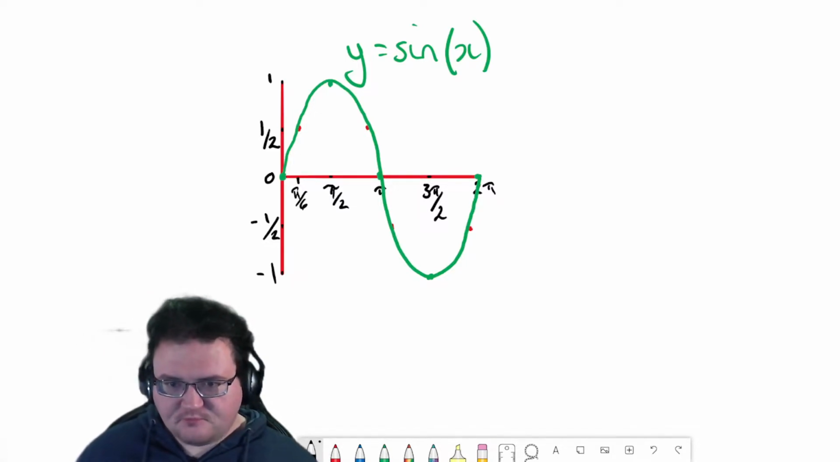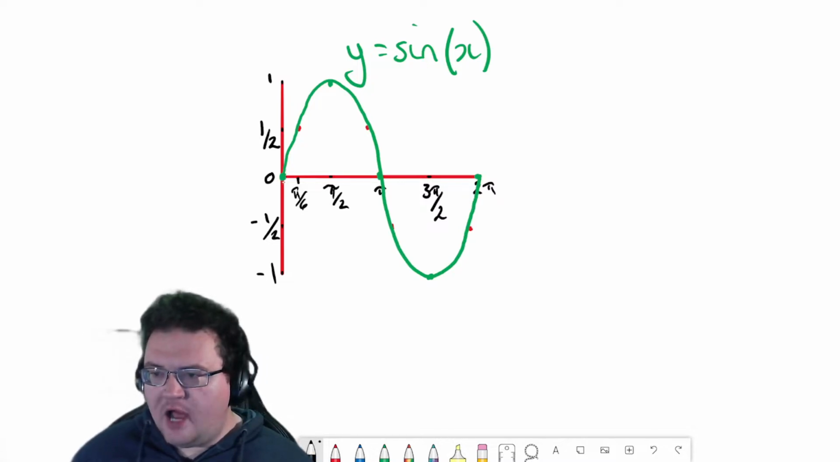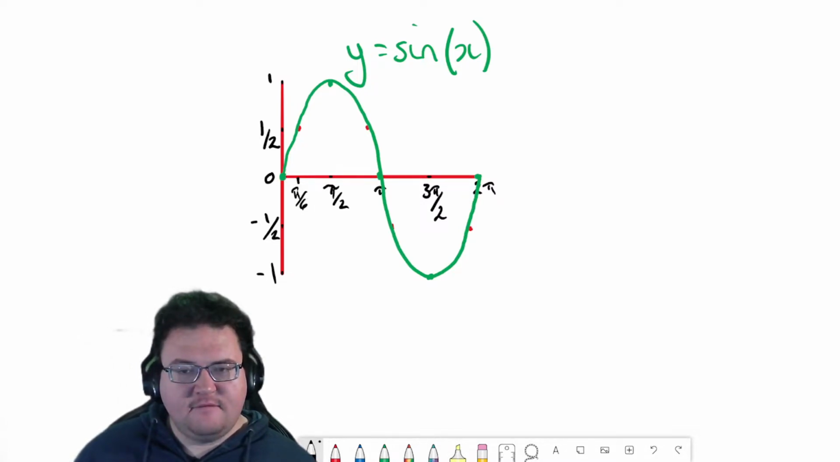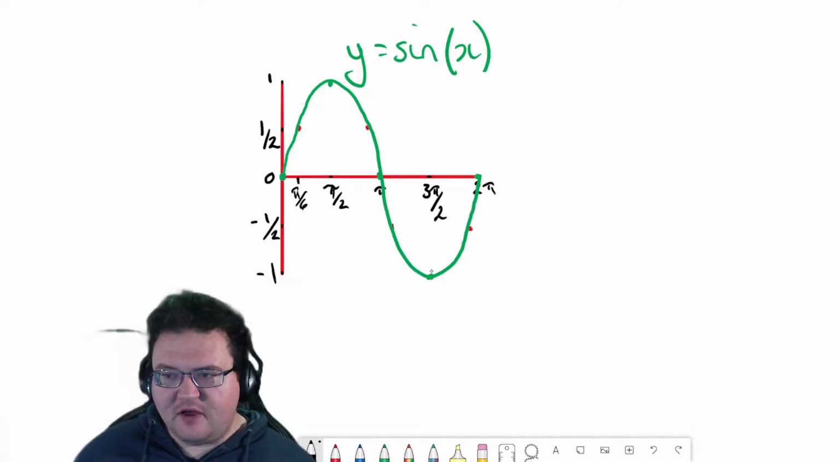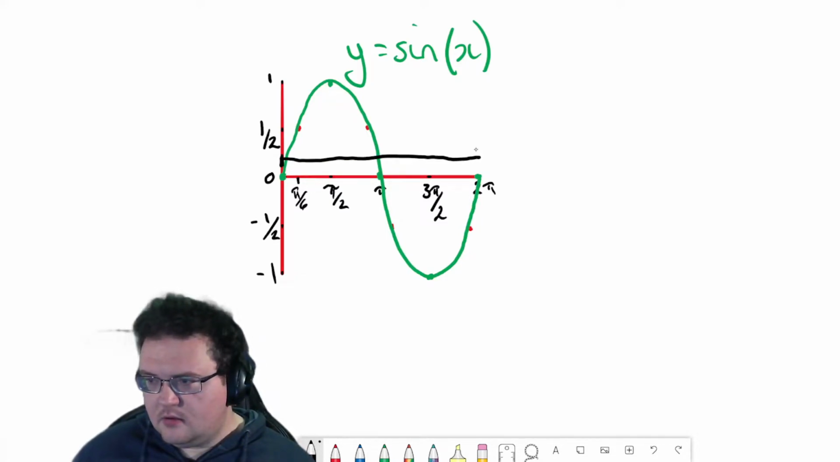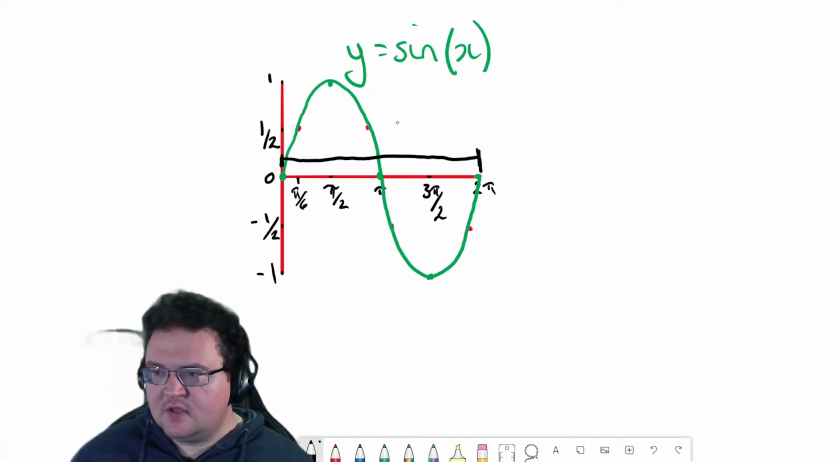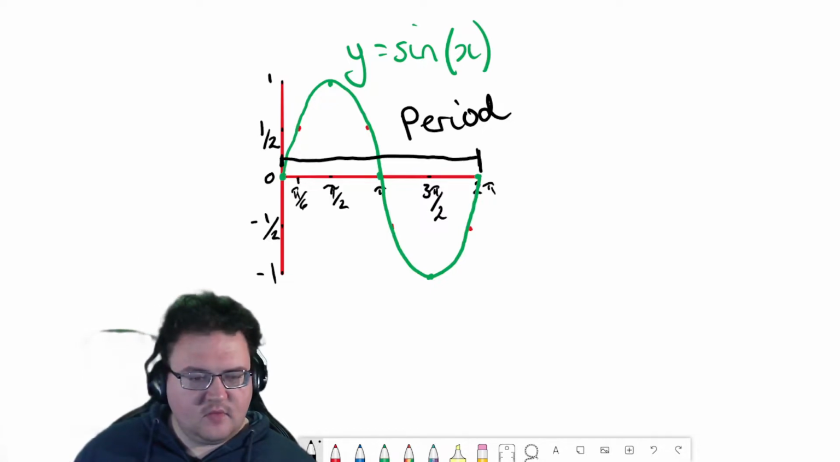Now, the time it takes for a circular function's graph to completely repeat itself and go back to the start, so that it starts the whole loop again, so the time or the distance between here and here, is called the period of the graph.